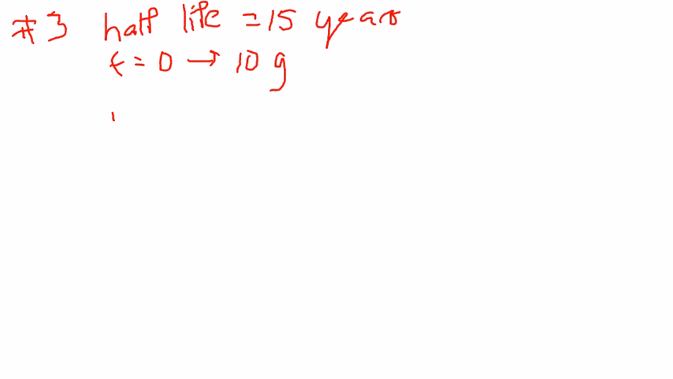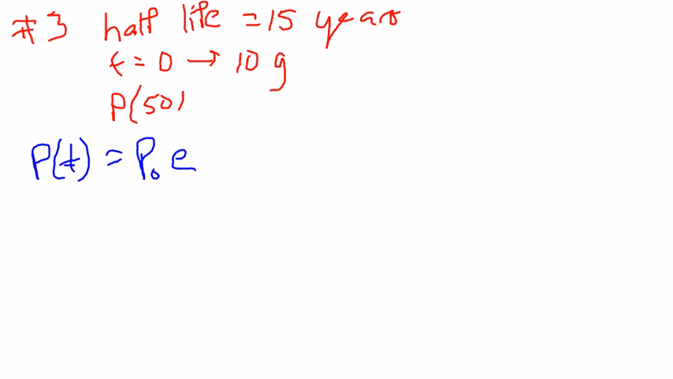So, P of 50. Alright, so, let me go to blue. Once again, like number 2, I'm working the Pert model. P of T is equal to P naught e to the KT. First thing I need to do is solve for K. Actually no, even before I do that, sorry.